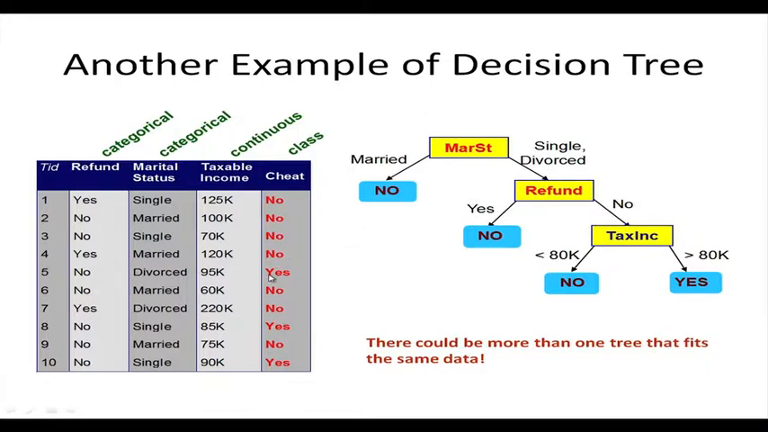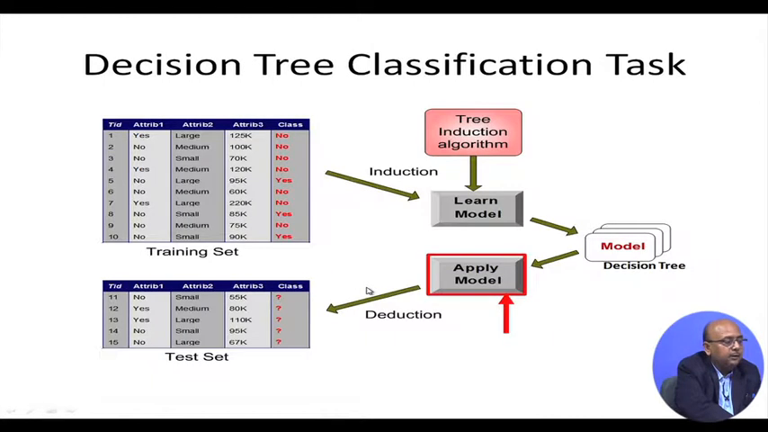For example, you can see, those who are divorced have taxable income of 80,000 and above, 95,000 and above, or those who are single but have not made a refund, but the income is 90,000, yes, they have cheated. So you can identify and classify them: these are the people who have cheated and these are the people who have not cheated. And then your business decisions would be based on that, whether you are going to offer them a credit card or not offer them a credit card.